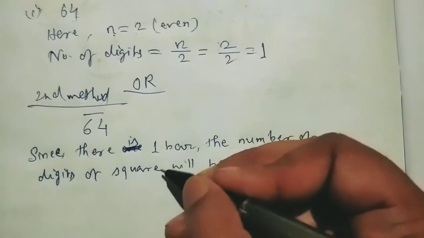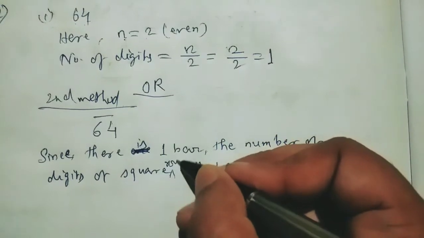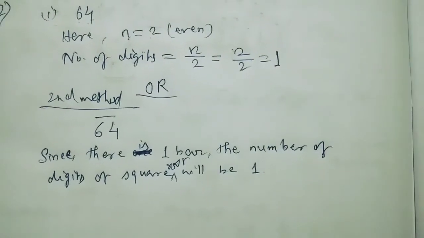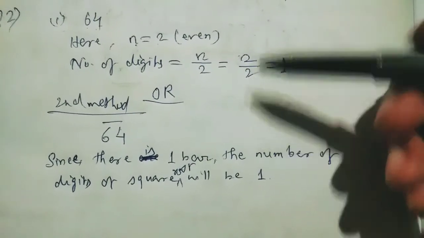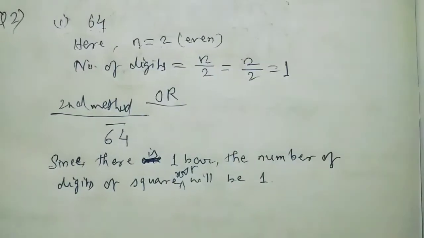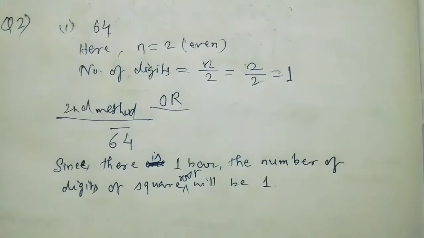Okay, here it will be the square root. The number of digits in the square root will be 1 only. So you have to see the number of bars. How many bars are there? So it is a very easy way. Okay, this is one method. This is another method. Whatever method you feel is easy, you can do it.